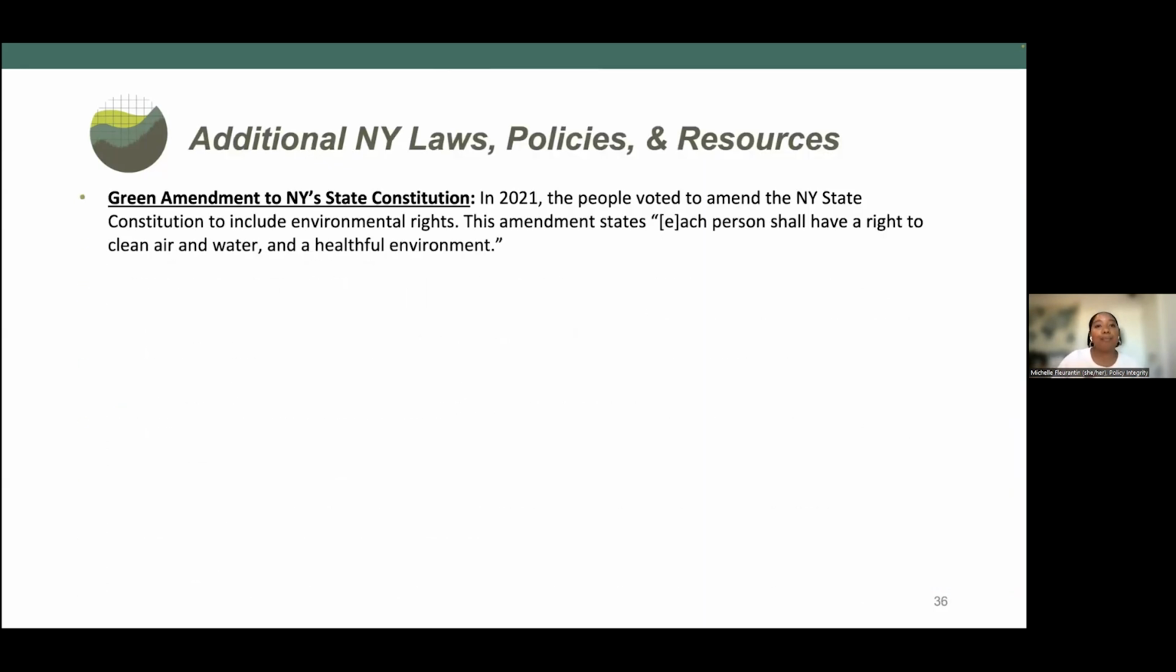There are also a bunch of additional New York laws, policies, and resources out there. I won't go through all of them today, but the slide is just going to highlight a few. The first being the Green Amendment to the New York State Constitution. If folks don't know, in 2021, the people voted to amend the New York State Constitution to include environmental rights. And the amendment specifically states each person shall have a right to clean air and water and a healthy environment.